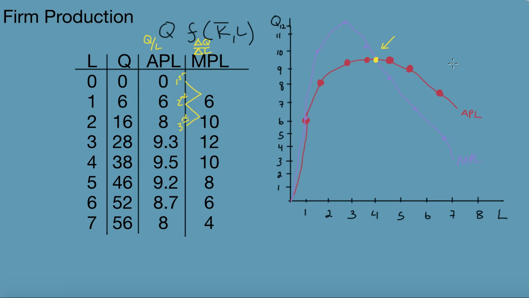That point of intersection right there. Before that point, all of the average product of labors were all positive. After that point, the marginal product of labor is negative. So at that point, they are equal.